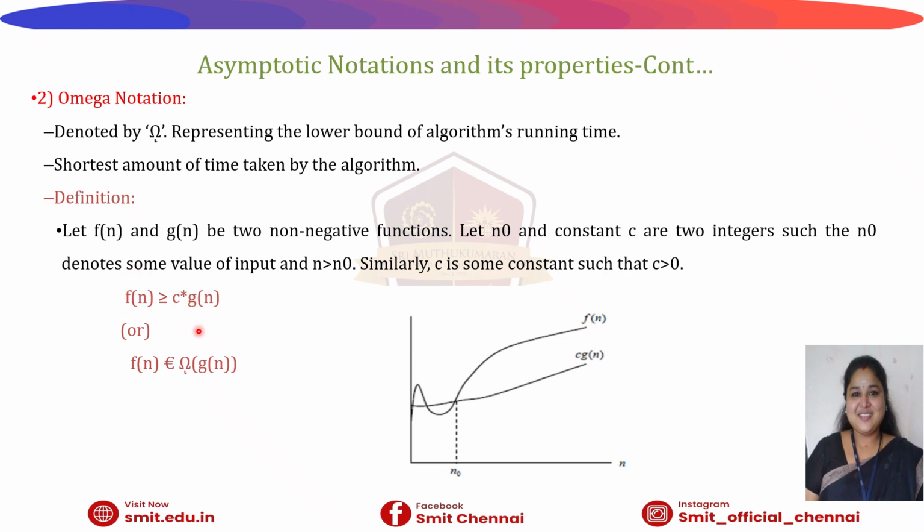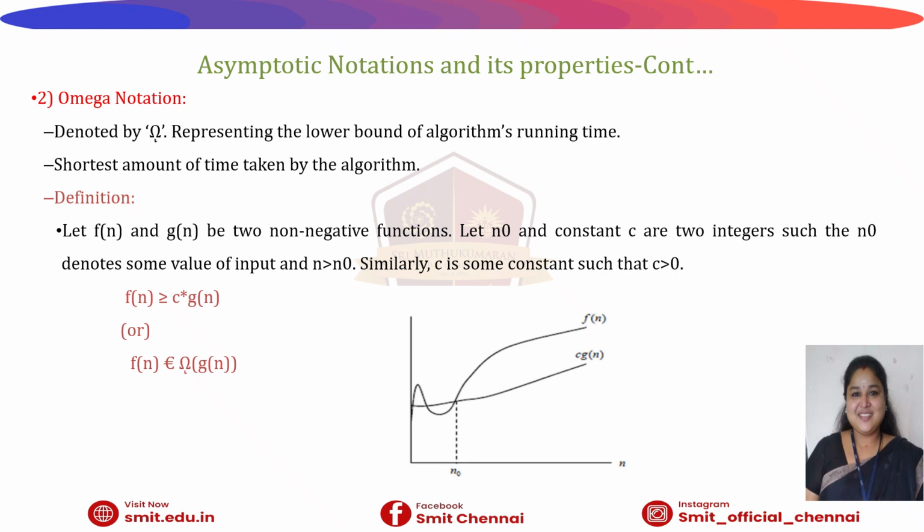This can also be represented using the omega notation, that is, f of n is an element of omega g of n. So f of n should be greater than c into g of n. F of n should be on the upper side and c into g of n should be on the lower side.